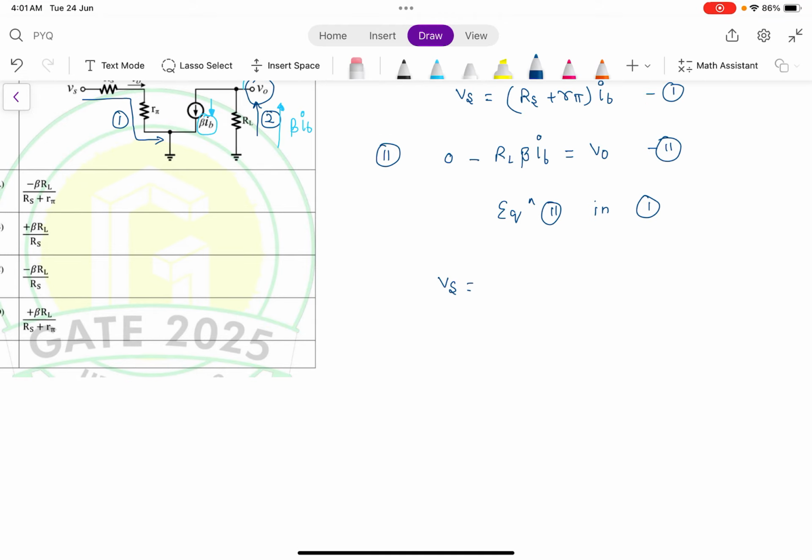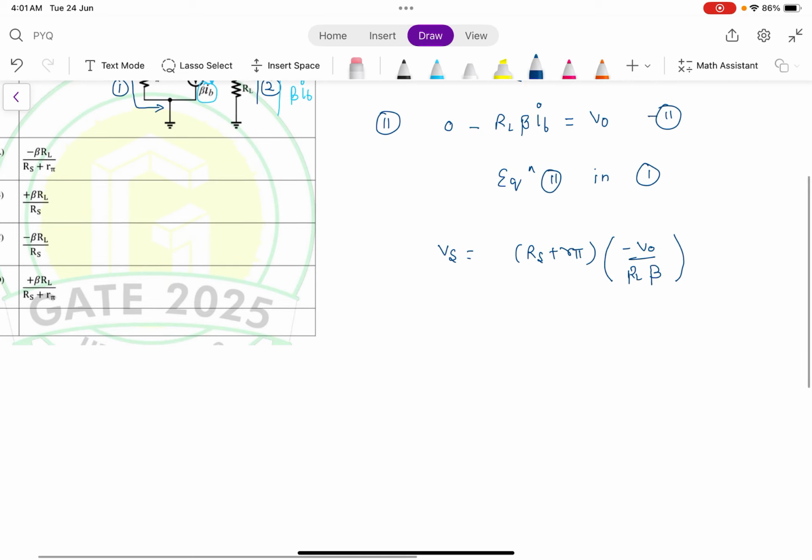Now Vs can be written as Rs plus R pi, and Ib can be replaced as minus V0 over RL beta. Yes, I think it is correct. Yes. Now V0 upon Vs is nothing but minus beta RL over Rs plus R pi.